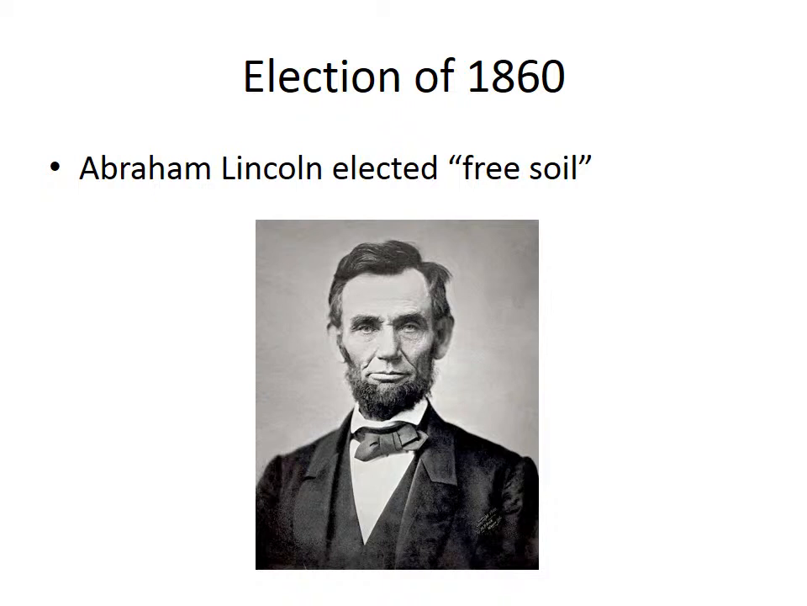The election of 1860 is going to be the straw that broke the camel's back, and that's going to come with the election of Abraham Lincoln. Abraham Lincoln is going to be elected as a Republican with a great deal of support from those free soilers, remember, who don't want the expansion of slavery. And when Abraham Lincoln is elected, that's going to set off a firestorm that leads to the secession by South Carolina and other southern states. So his election leads them to make the decision to leave the Union.